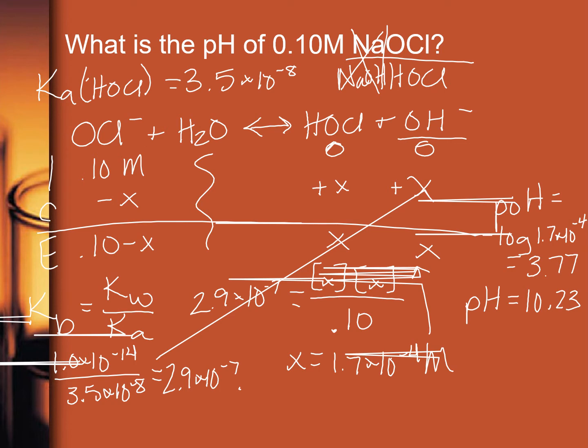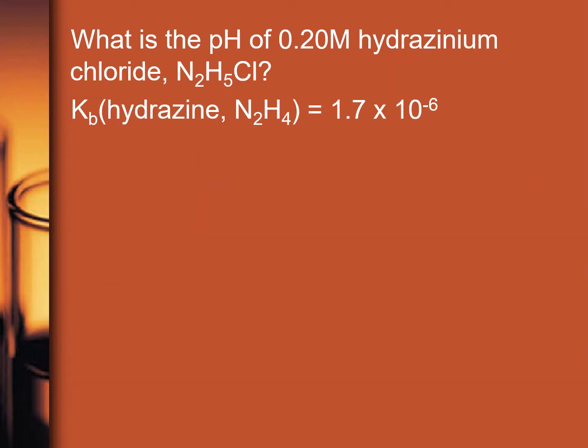Let's look at the next one. So here we want to know what's the pH of 0.2 molar hydrazinium chloride, which is N2H5Cl, and it gives you the Kb value of hydrazine, which is the N2H4, which is 1.7 times 10 to the negative 6.